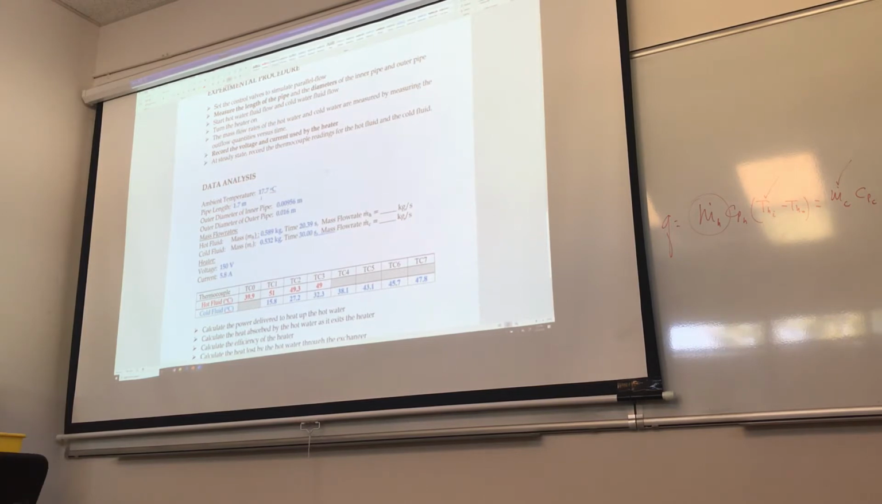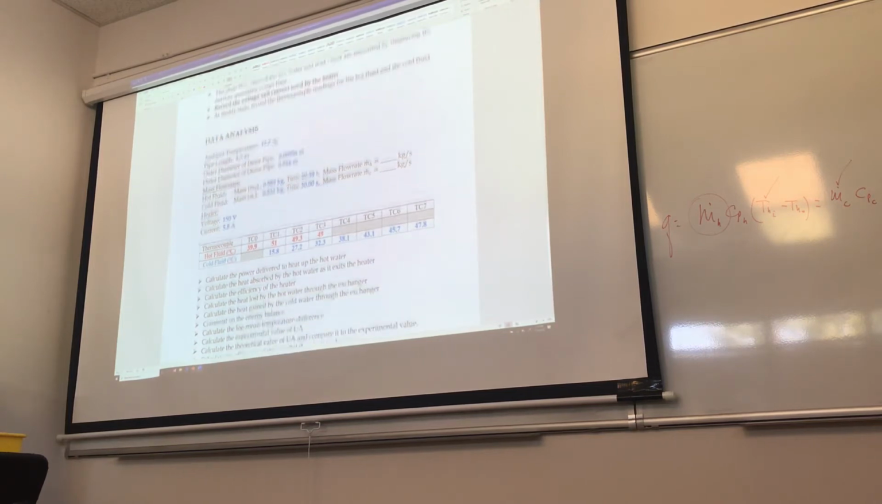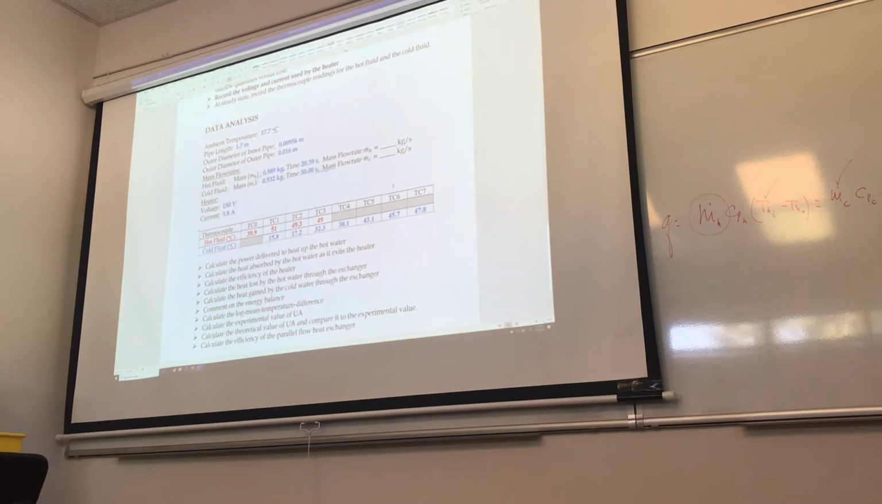The ambient temperature when we read it last time was 17.7 degrees. The pipe length was 1.7 meters. These are the diameters. For the hot fluid, we measured 0.589 kilograms in 20.39 seconds. Taking the ratio of these two should give you m_H. For the cold fluid, again, taking the ratio of those two should give you m_C. And the heater voltage is 150 volts, and the current is 5.8 amps. And this is the data, okay?